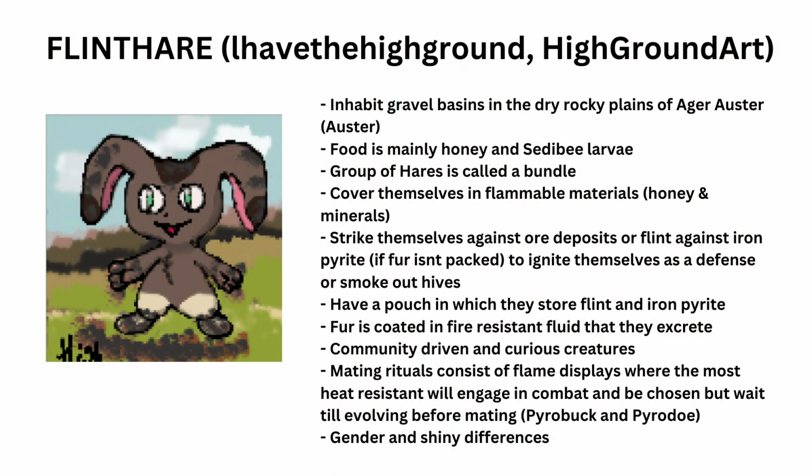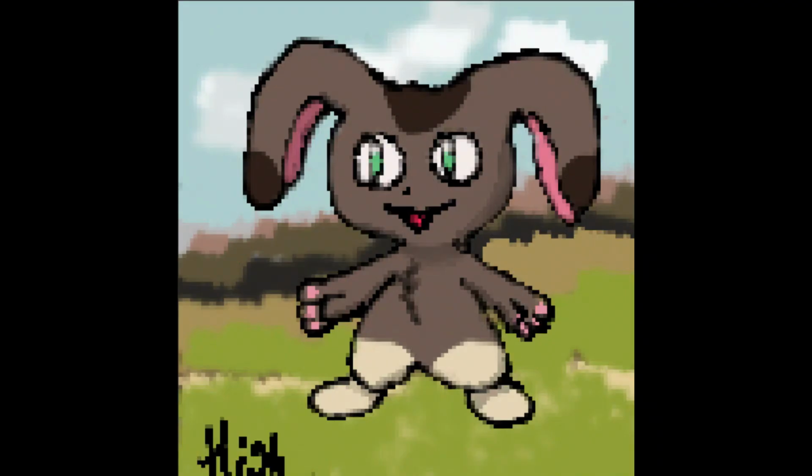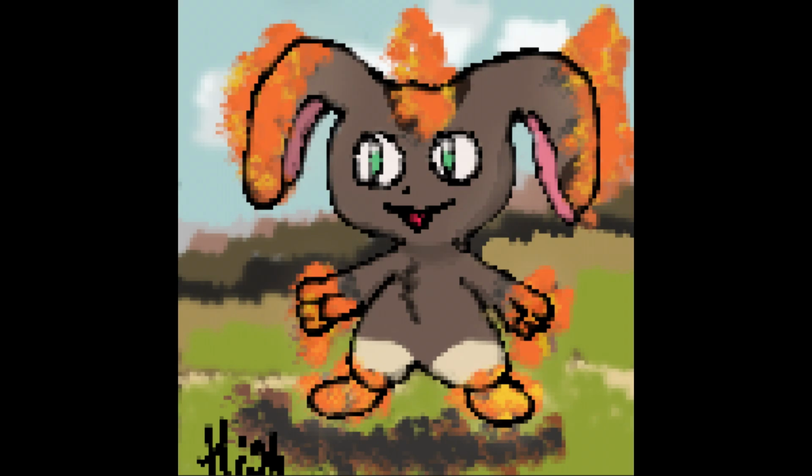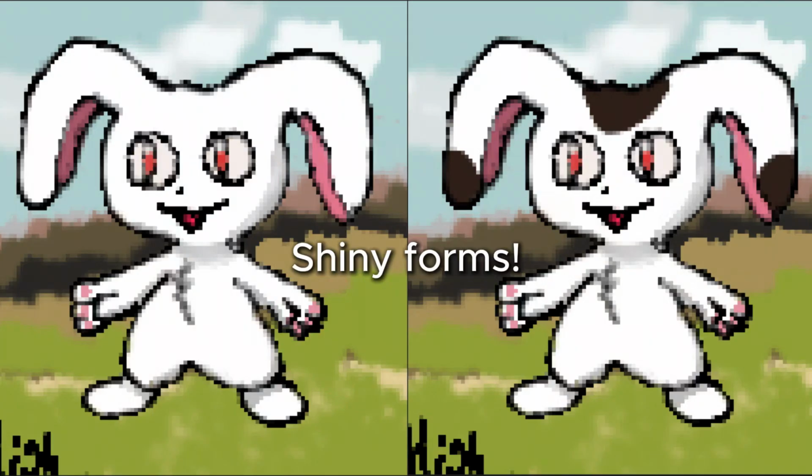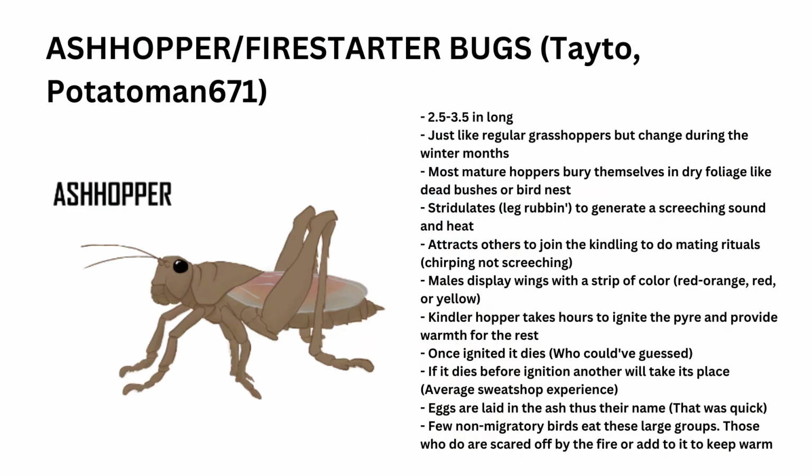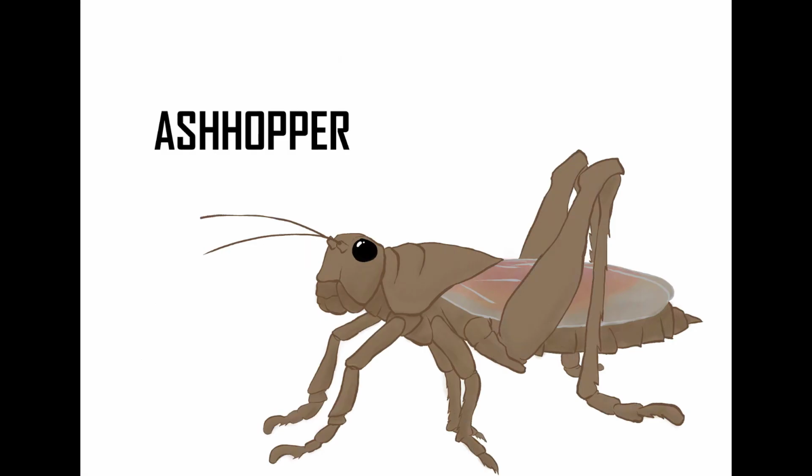Second place goes to I Have the High Ground and their Flint Hair. These social gravel basin-dwelling pharabeasts are covered in flammable honey and minerals that are ignited into a ball of flame when they strike themselves against ore deposits to act as defense or smoke out city beehives, which are their main food source. Third is Tato and their Ashhopper, bugs that resemble grasshoppers but with vibrant flame-colored wings and the ability to rub their legs at such a speed that it generates a loud screeching sound and can kindle foliage, which they use as a source of warmth in bizarre mating ritual gatherings that take place in the winter.